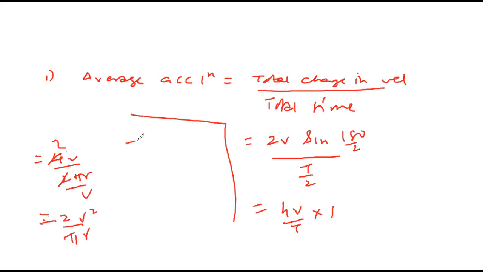How much is v given? 8. So 8 square upon pi into 6. So 2 into 3 is 6. 64 upon 3 pi. Is the option there? Yes, sir. C. 64 upon 3 pi, yes, C is the correct answer. Okay.